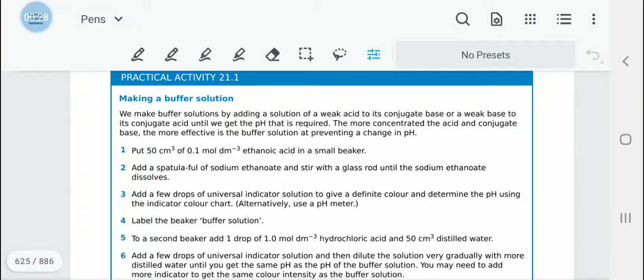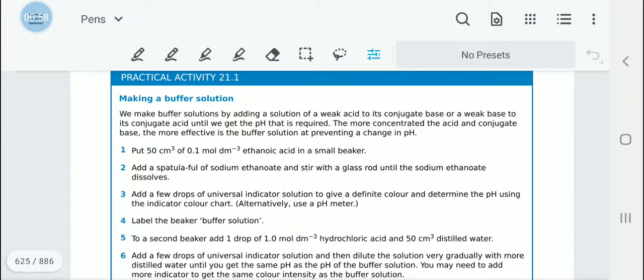So then what we need is to prevent a change in pH. If the acid and conjugate base are more concentrated, it would be more effective in preventing a change in pH. So the higher the concentrations, the lesser the chance the pH would change.